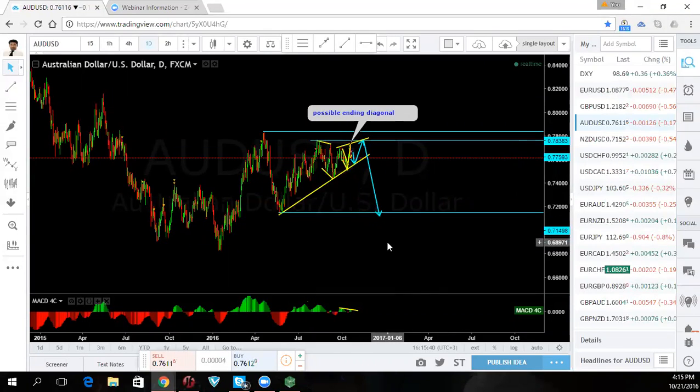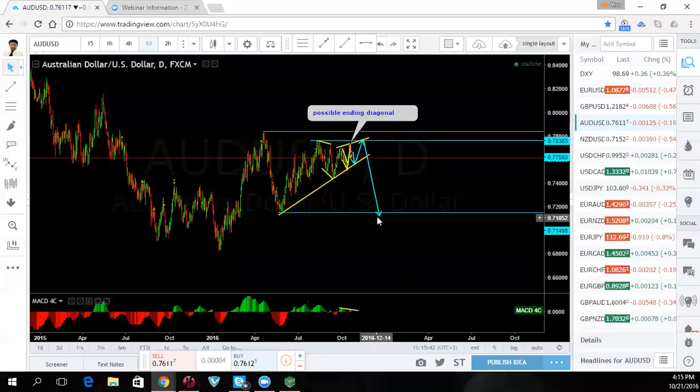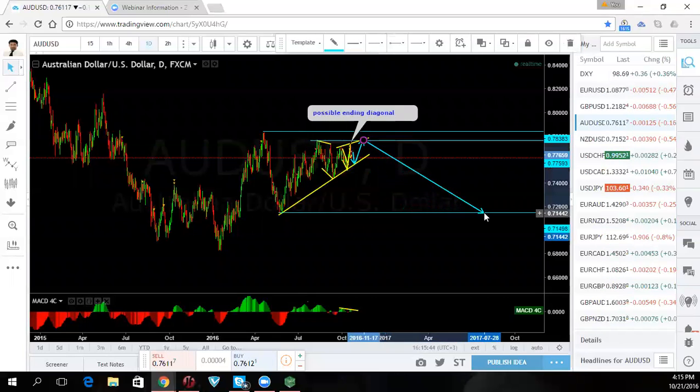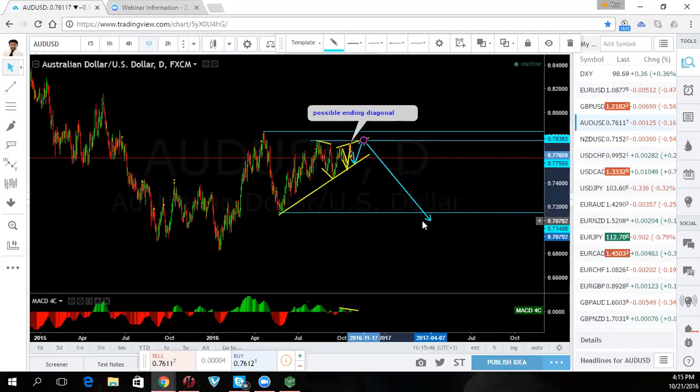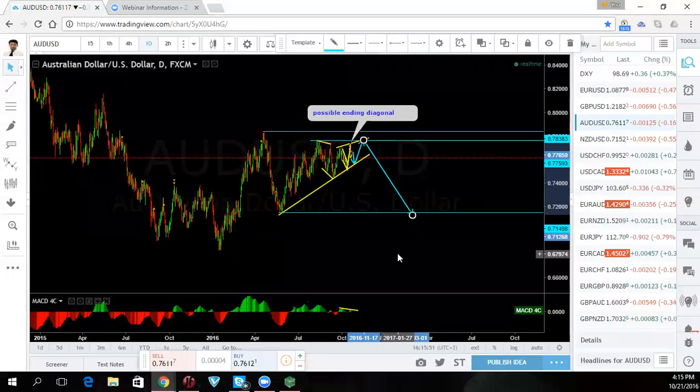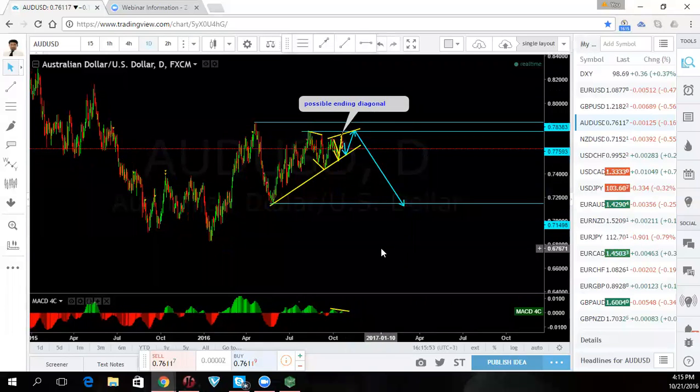So when I put an arrow, it doesn't mean they have to follow my arrow. I'm giving you a sense of direction of how it could go. It could come very slow. It could come very fast. If you're in the trade, you care less how it goes, because you're in profit, you move it to break even, let it go.